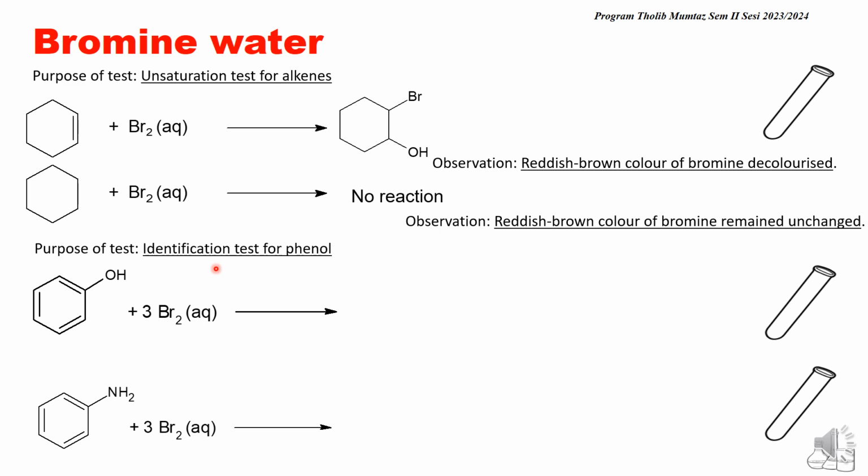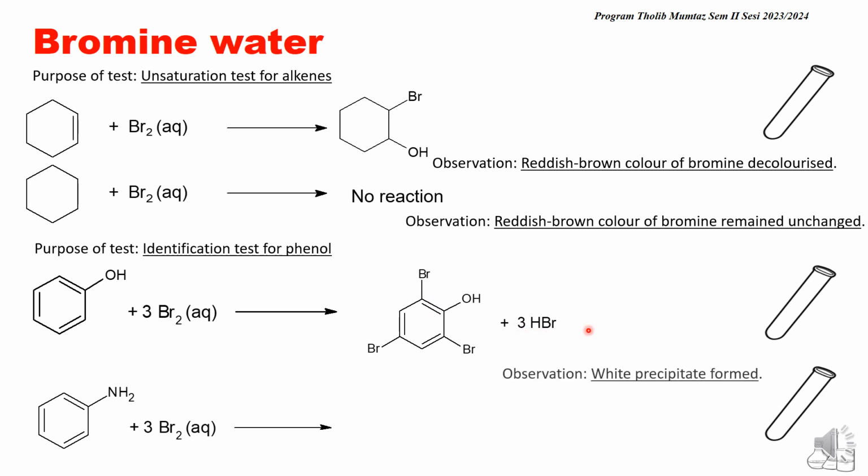When you react bromine aqueous with phenol, it has to be 3 moles of bromine, and it will undergo reaction at the position 2, 4, and 6 of the benzene ring from phenol. So your product will be 2,4,6-tribromophenol with the side product of 3 moles HBr. So the observation for this test is the white precipitate formed.